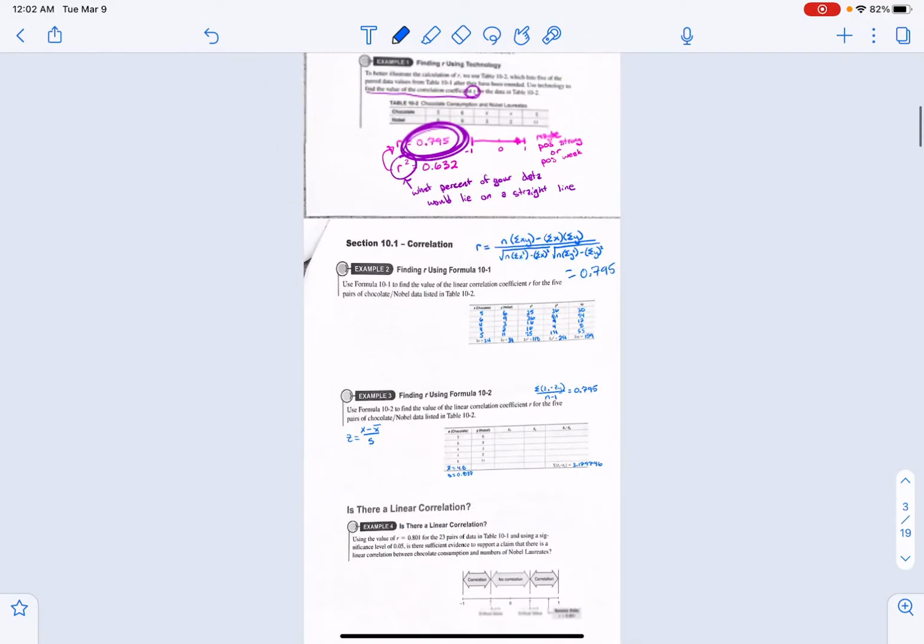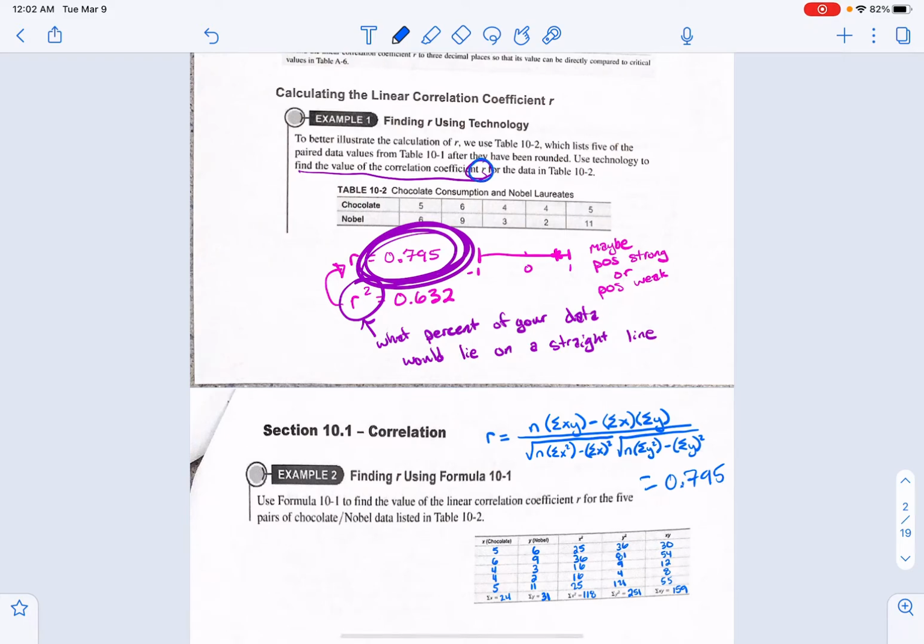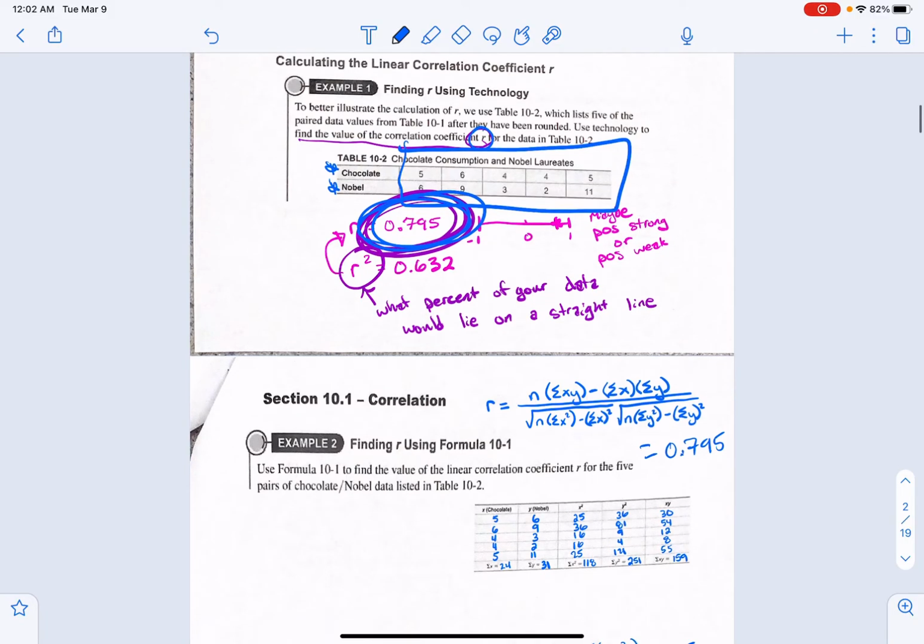Yesterday we started section 10.1, and we ended by finding the correlation coefficient R. We did that by using Google Sheets, or I showed you how to do it on your calculator for some of you. We found that our R value was 0.795 for just these 5 data values. So that means our correlation is 0.795 between chocolate consumption and Nobel Prize winners, which you wouldn't normally think would be correlated. But they're saying that they do have somewhat of a linear correlation, not very strong, but 0.795 is the number we're dealing with for the R value, okay?